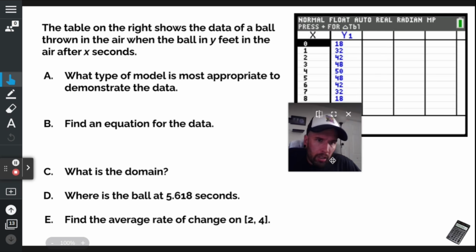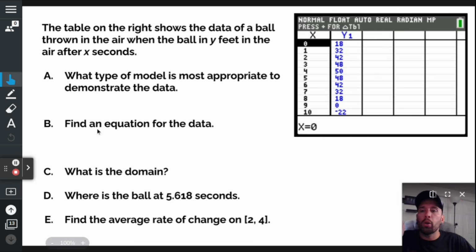What type of model is most appropriate for the data? No calculator needed for this one. In fact, the only time I believe I'm going to use a calculator is for B and D. The table on the right shows the data of a ball thrown in the air when the ball is y feet in the air after x seconds.